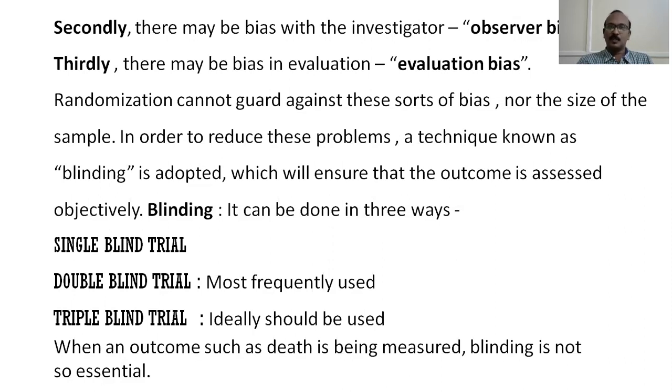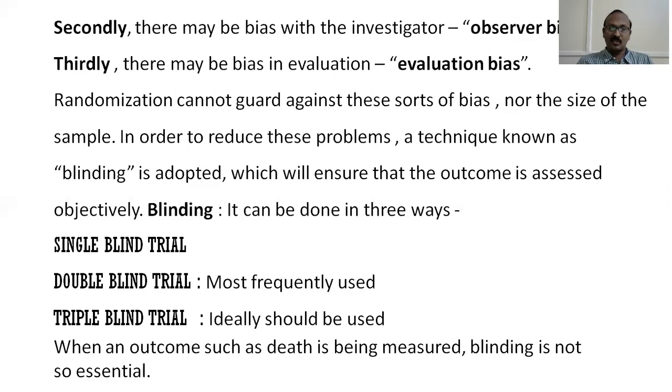So in order to reduce these problems, a technique has now been adopted, which is known as blinding. And this ensures that the outcome is assessed objectively. Blinding is usually done in three ways: single blind trial, double blind trial, triple blind trial. Of these, the double blind trial is more frequently used, but ideally the triple blind trial should be used. When an outcome such as death is being measured, blinding is not so essential.